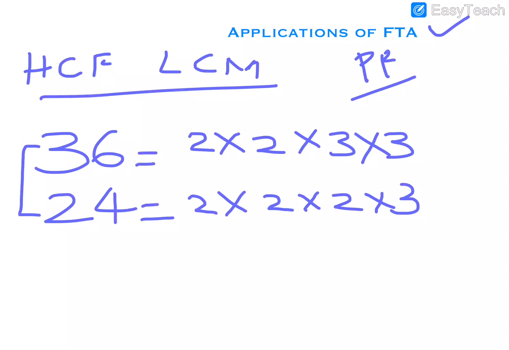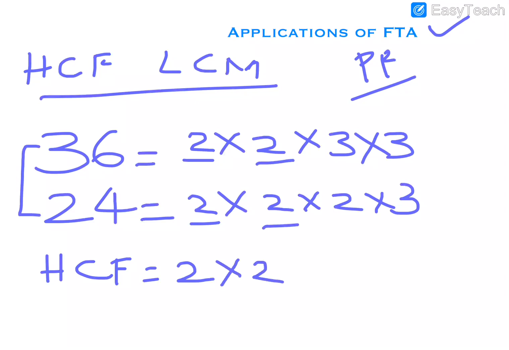So for example, we have to find 36 and 24's LCM and HCF. For HCF, whatever is common, like 2 is common, we take out 2. Don't think that since there are two 2's we will take only one 2. Again, what is common in both? 2. Again, what is common? Here 2 is there, here 2 is there, here 3 is there. Here 3 is not common, whereas here it is common, 1 3 is there. So HCF is 2 into 2 into 3. So this is how we find HCF. Whatever is common we will write.